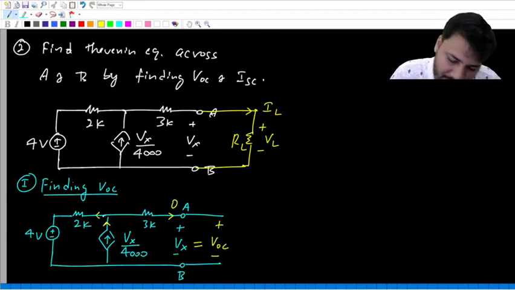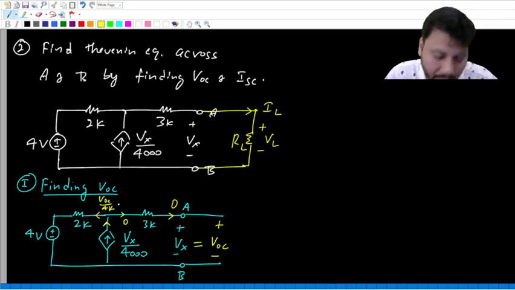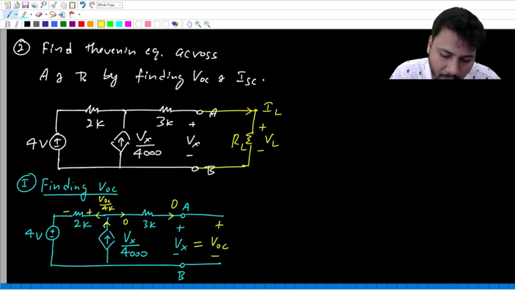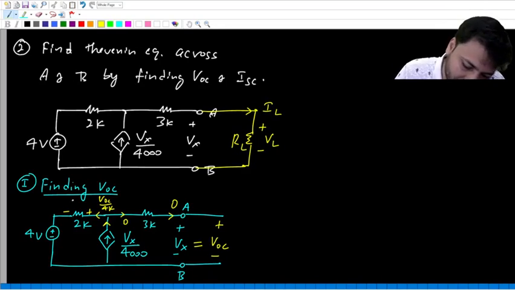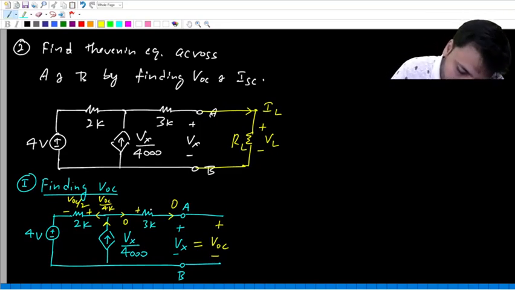Because no current flows through 3K, this entire current will flow through 2K. So what is the current through 2K? It is Vx by 4000, which is VOC by 4K. Yes or no? VOC by 4K. Now VOC by 4K flows through 2K. 4000 is 4K. So what is the drop across 2K? VOC by 4K into 2K. It is VOC by 2.